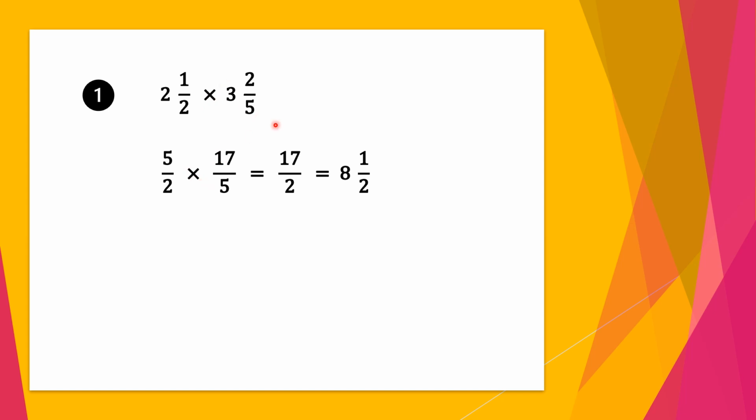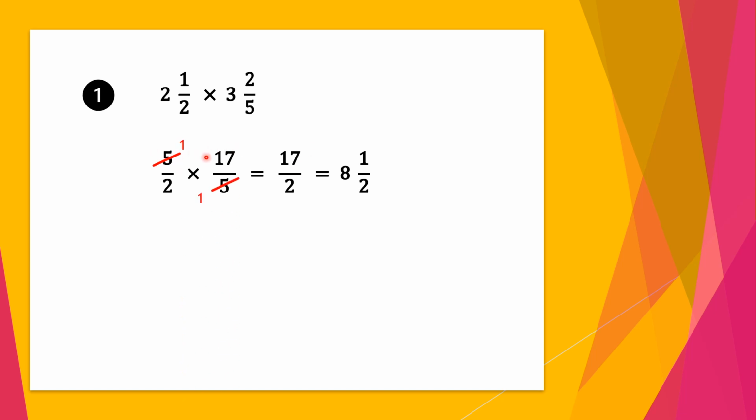We do the same thing for the second fraction. 5 times 3 is 15, add 2 is 17. And we bring our denominator 5 as it is. Now we have a normal fraction multiplication. So we can see we can cancel 5 and 5. So 5 goes into 5 once, and 5 goes into 5 once.